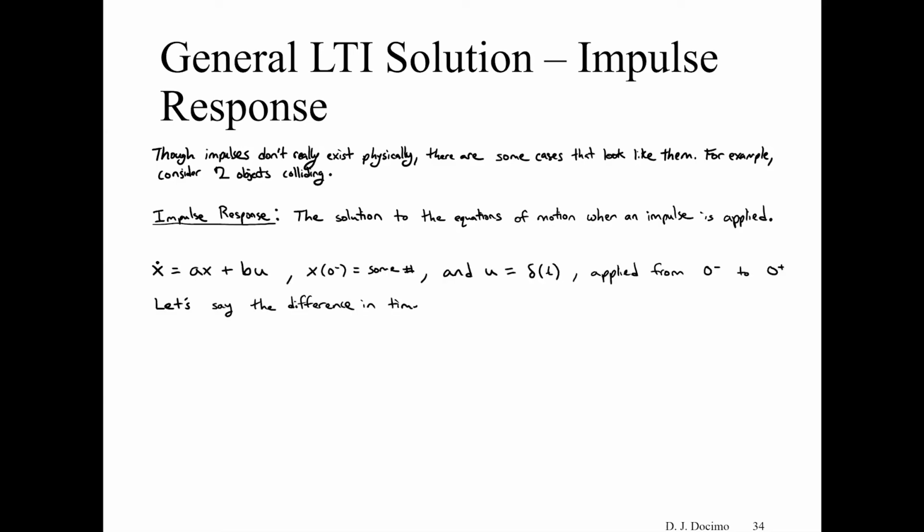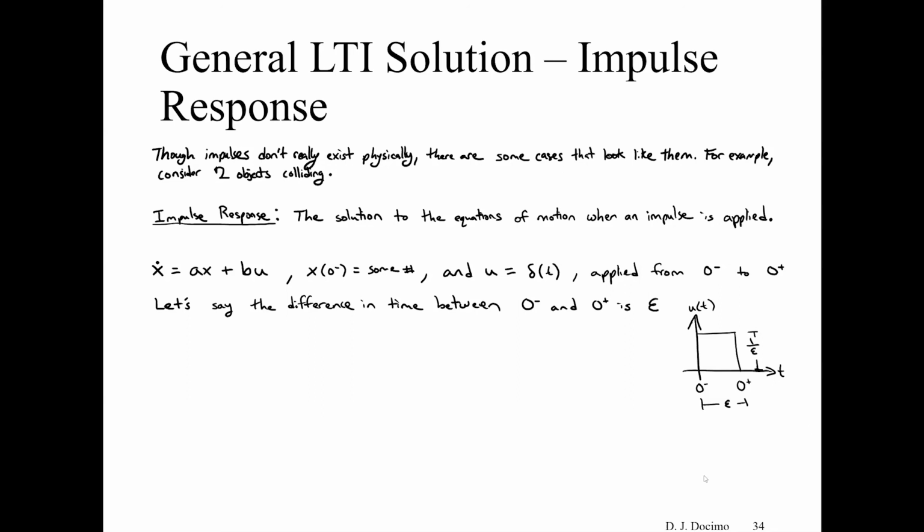So let's go back to our state space model for x dot is equal to a x plus b u, and we have some sort of initial condition at 0 minus, so before the impulse, and we're applying a unit impulse to the system, applied from 0 minus to 0 plus. Now let's say the difference between 0 minus and 0 plus is this epsilon here, and I've drawn a little figure to try and explain that.